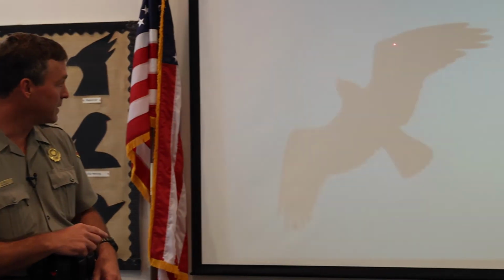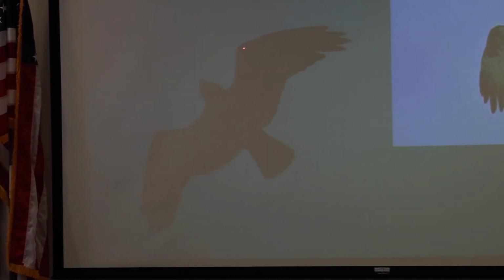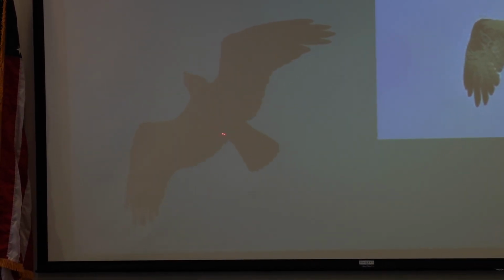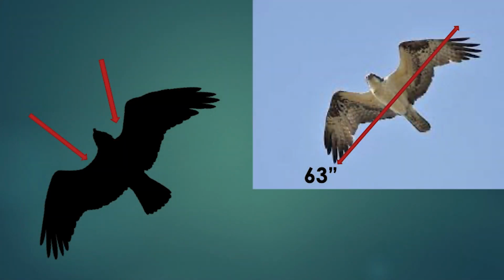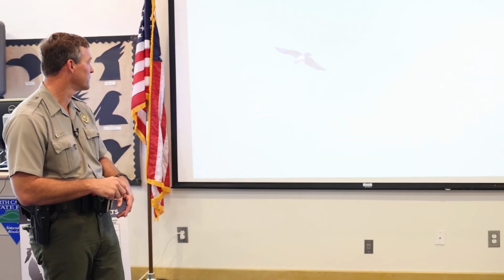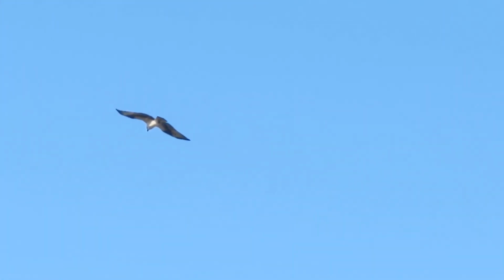So here's its silhouette. Now, the one thing you want to try to remember about ospreys is that its wrists right here, or its wingspan, creates a W or an M. And you will be able to pick that out. 63-inch wingspan, so it's a fairly large bird. And I took this video, I think within the past couple months, over at our Soundside access area. There were actually a number of osprey over there one morning hunting.